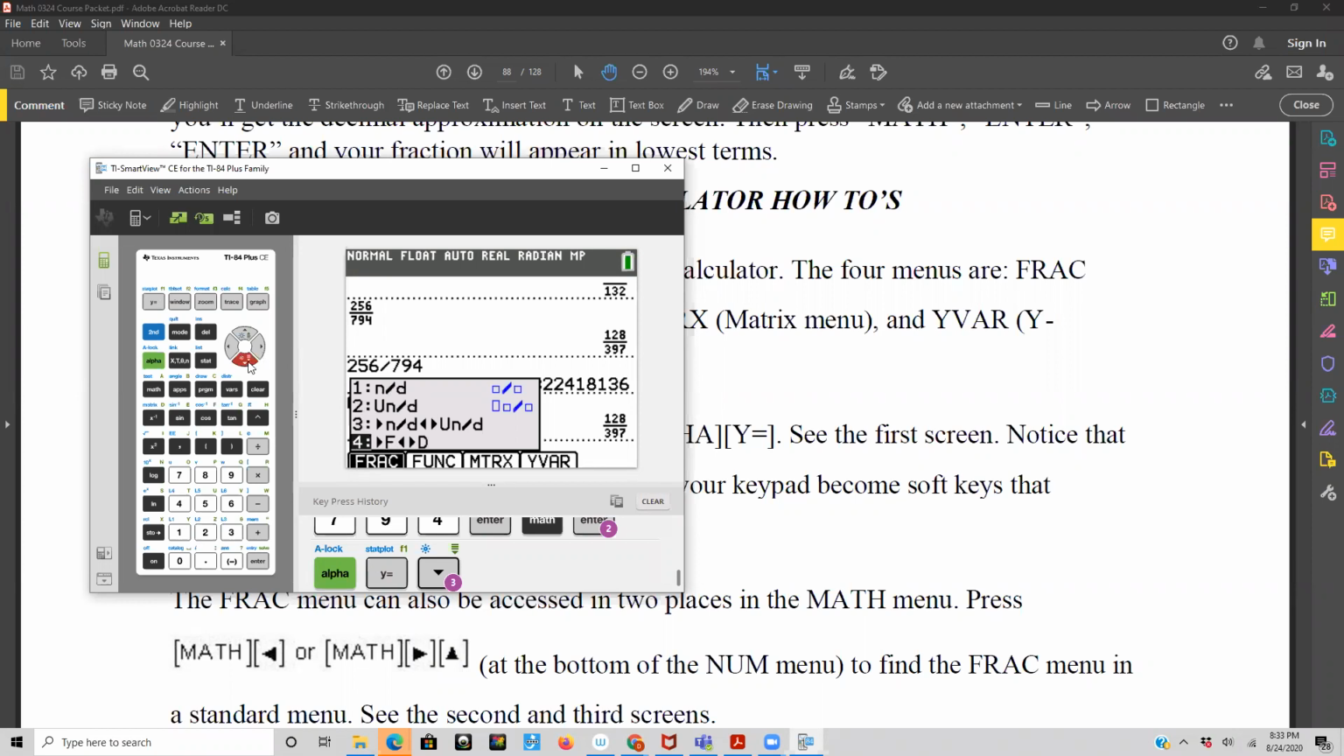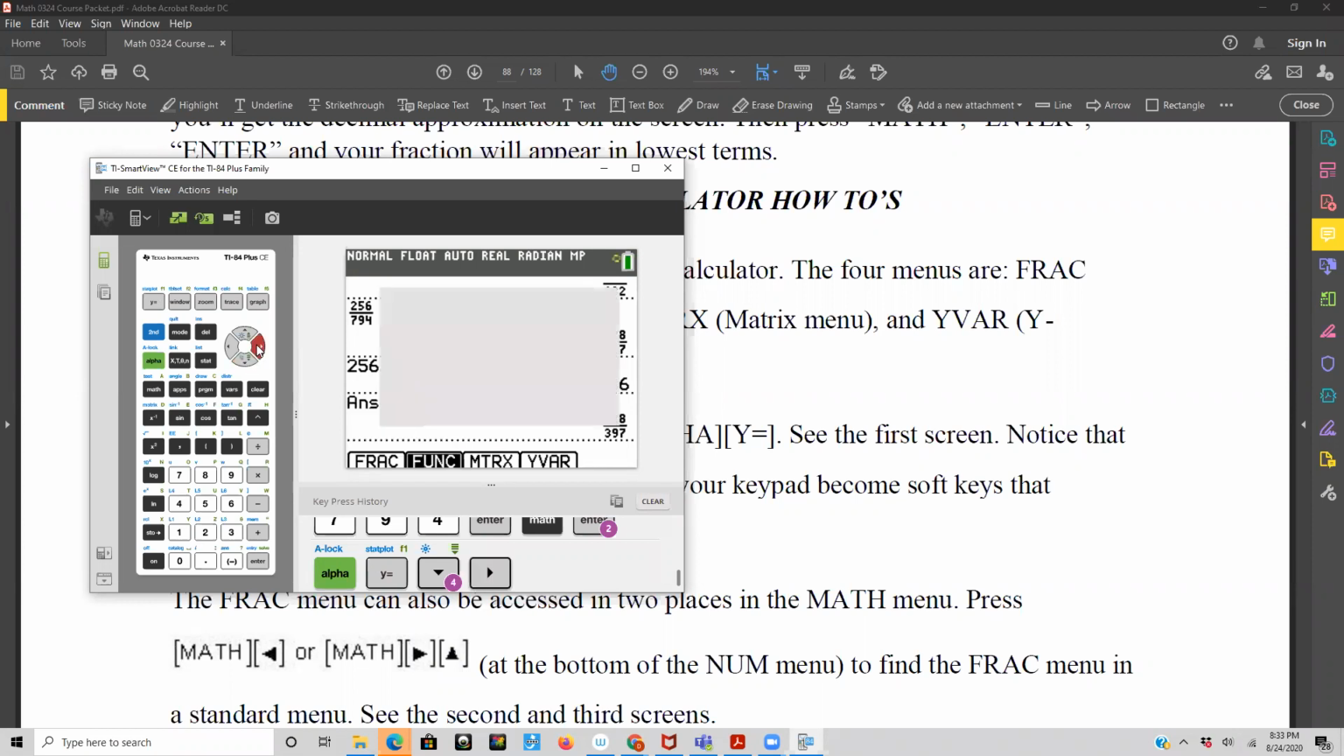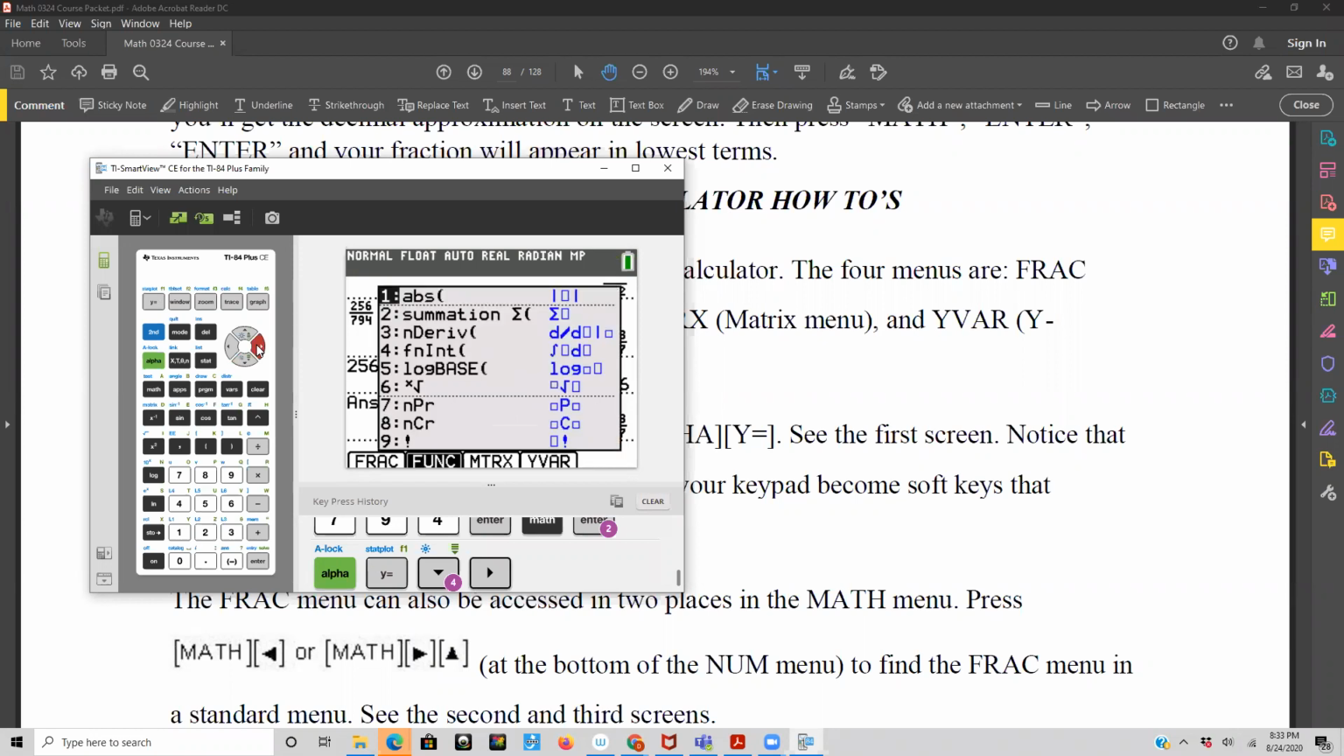All right, so if I go over, let's just go over and see what all these menus are. So function. There's some hidden stuff here. This number 1 you might be interested in. It takes the absolute value of something. You're not going to really need 2 through 4.